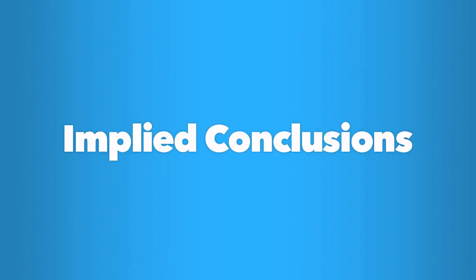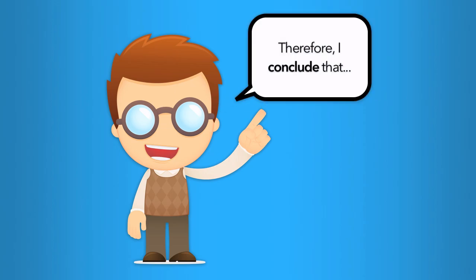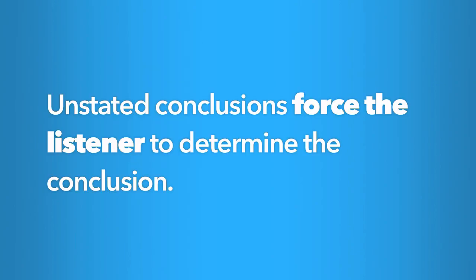Implied conclusions. As a critical thinker, your task would be much easier if, anytime someone made an argument, they made sure to clearly and carefully state their conclusion. It would be great if every conclusion began with, "Therefore, I conclude that." Unfortunately, this simply isn't the way things work. People often fail to identify their ultimate point when making an argument. Arguments with unstated conclusions force the listener or reader to figure out what the conclusion was.